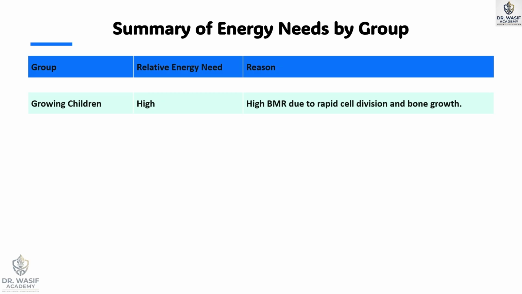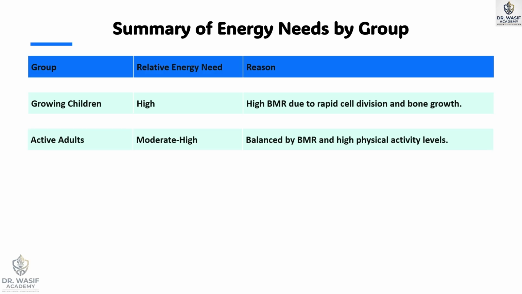First of all, look at the growing children. Their relative energy needs are classified as high. As we discussed earlier, this is not just about them running around, they have a naturally elevated basal metabolic rate driven by relentless rapid cell division, tissue repair, and skeletal elongation. Next, we have active adults. Their needs fall into the moderate-high bracket. For this group, the energy budget is a balanced equation between their baseline BMR and their external physical activity choices, like their daily occupation or their exercise habits.